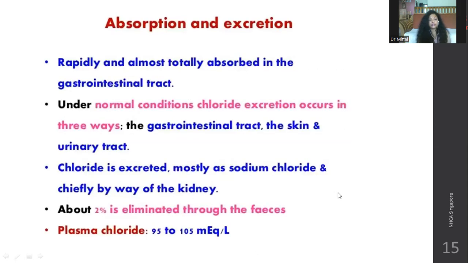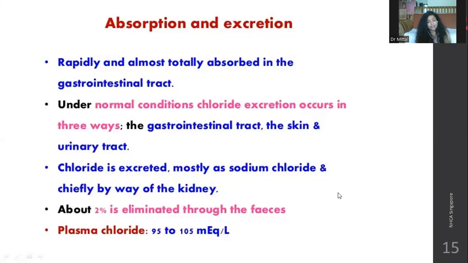Absorption and excretion of chlorine: it is rapidly and almost totally absorbed in the gastrointestinal tract, and under normal conditions chloride excretion occurs in three ways, again through your feces, your skin through sweat, and through urine. Okay, in these three methods excess chlorine can exit your body. The chlorine that is excreted from your body is mostly in the form of sodium chloride. Along with the sodium, chlorine will be exiting. So it usually leaves the body in the form of sodium chloride.